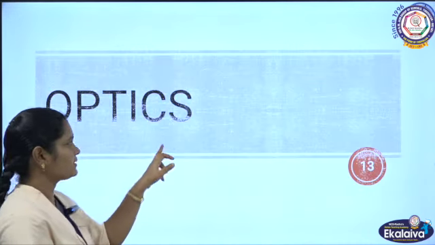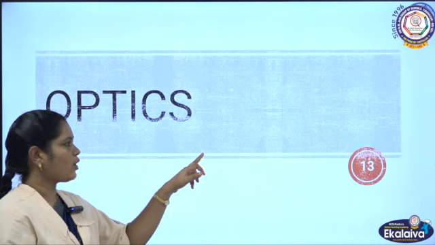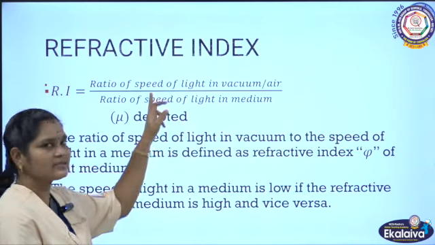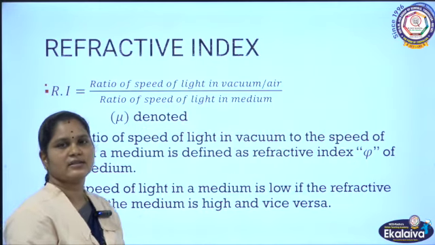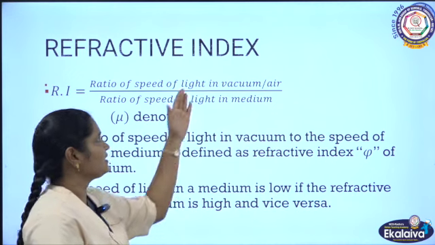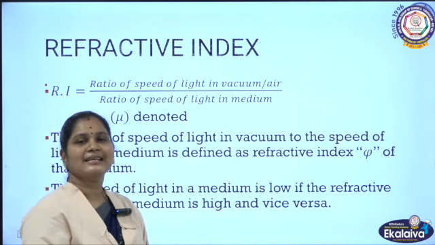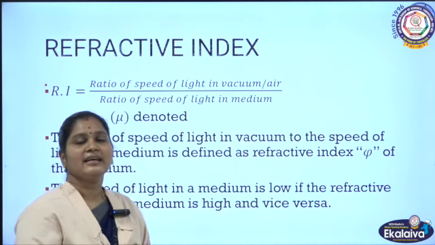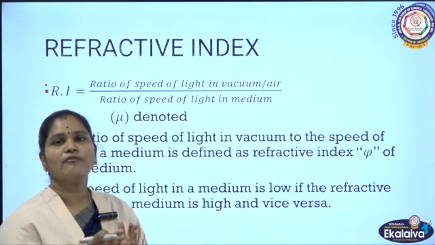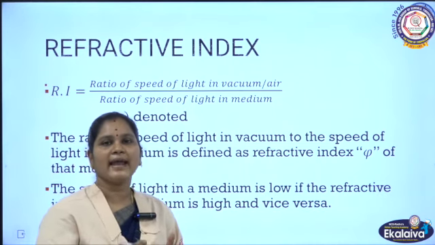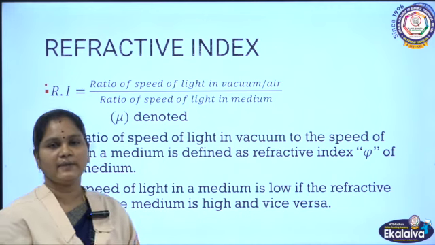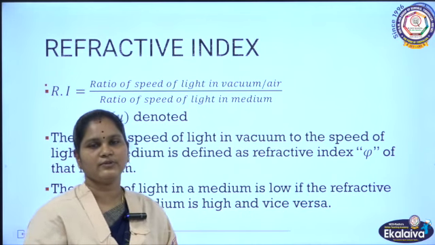Today my topic is optics. In optics, we are going to discuss refractive index. So we should know what refractive index is. Refractive index is nothing but it tells about how fast or slow light travels in a medium. That is what we call a refractive index.